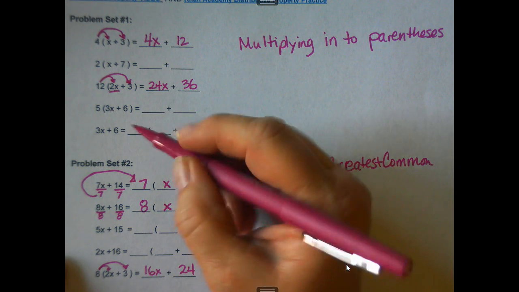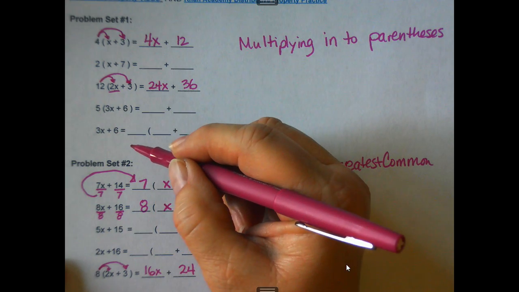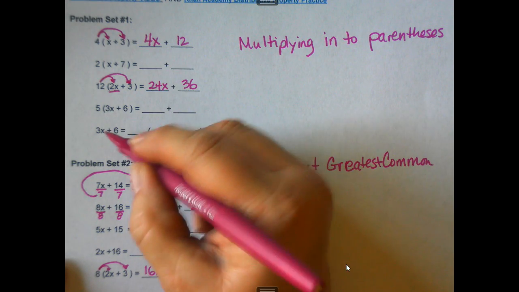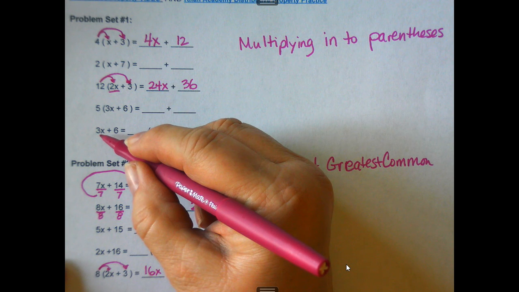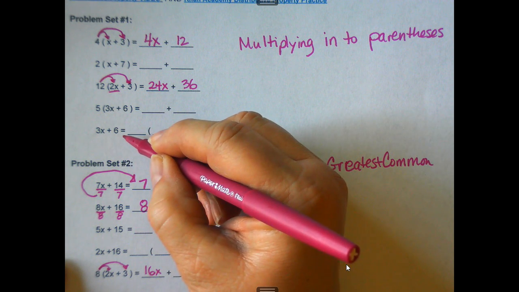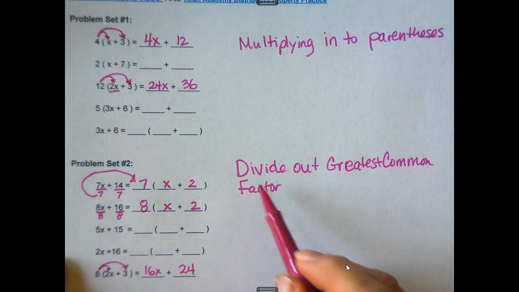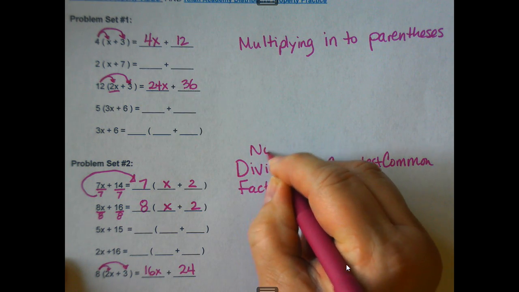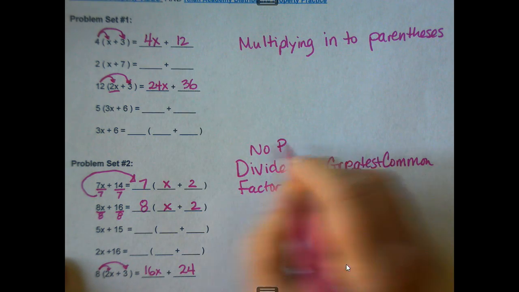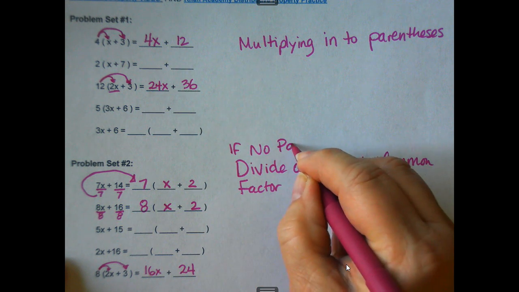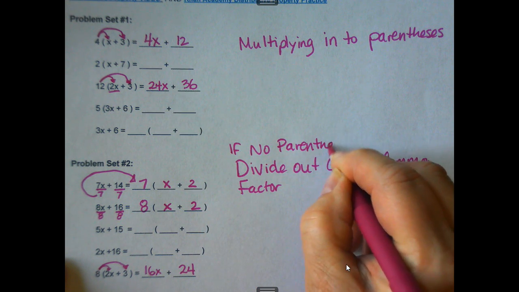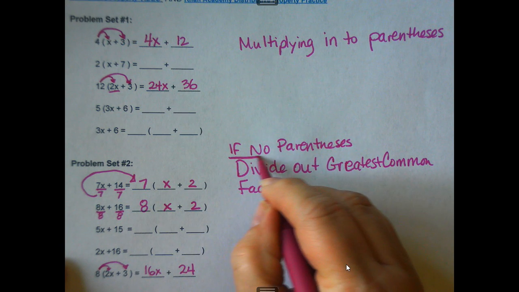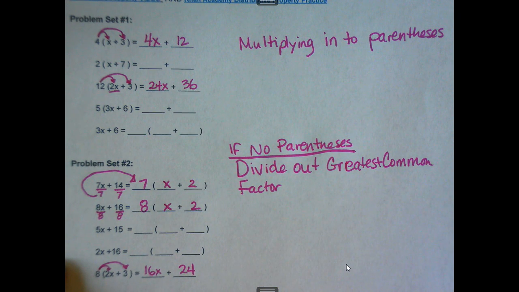And let's do this problem up here, and then I'll leave you to finish the rest of them on your own. When I look at this problem, it's 3x plus 6. There are no parentheses, so I'm going to divide out the greatest common factor. If no parentheses, divide out the greatest common factor.